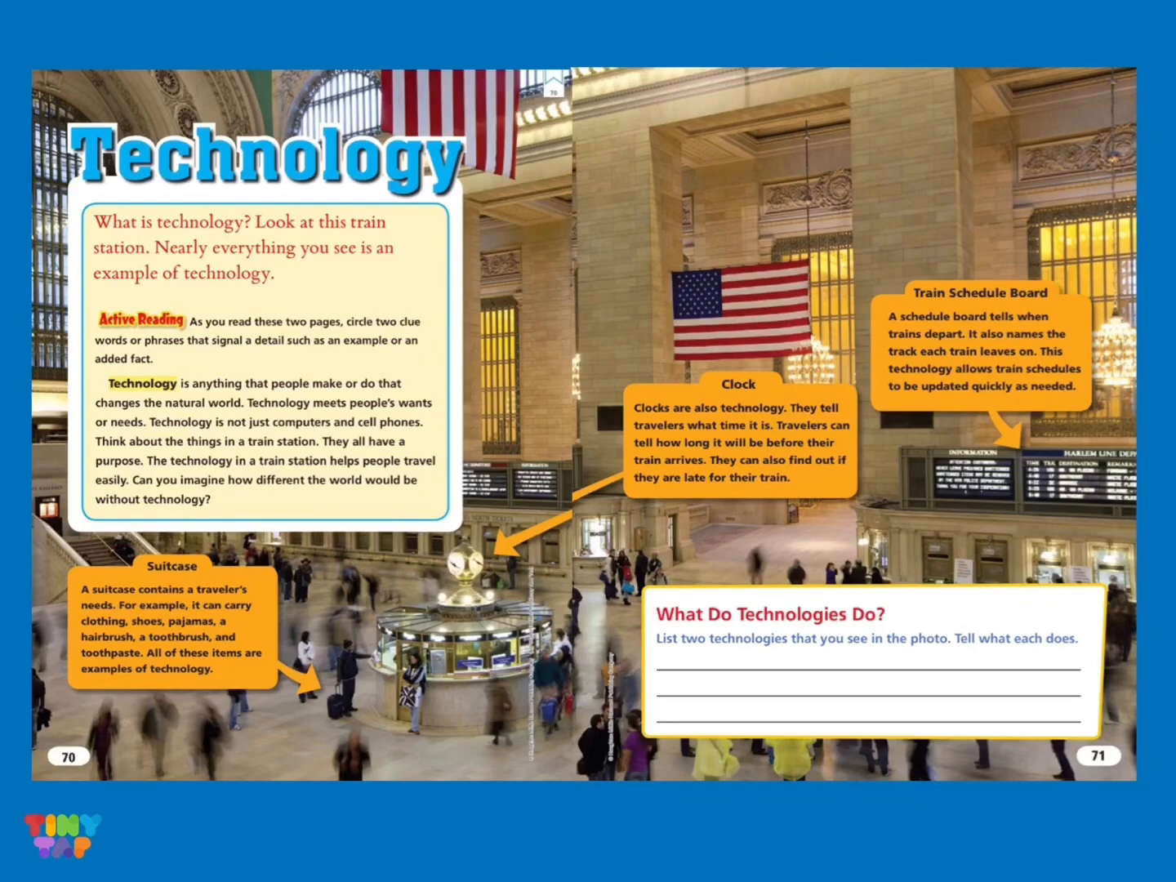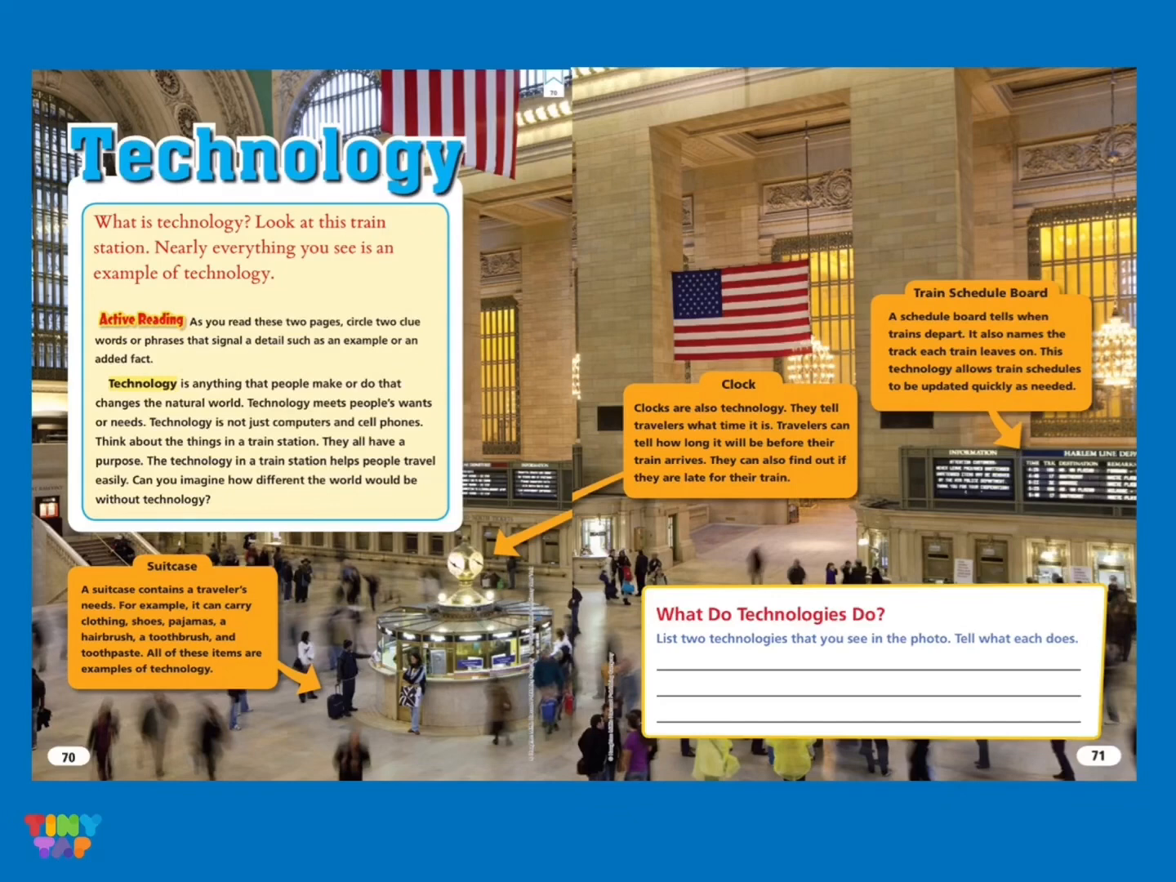But what are some examples of technology that are not as obvious as a computer? You can see your bed, your table, your shoes, your bathing suit. All of these were created for a purpose, to meet a need, and that is why they are technology. Let's think about all the things that we can see in a train station. They all have a purpose. The technology in a train station helps us to travel easier. Can you imagine how different the world would be without technology?